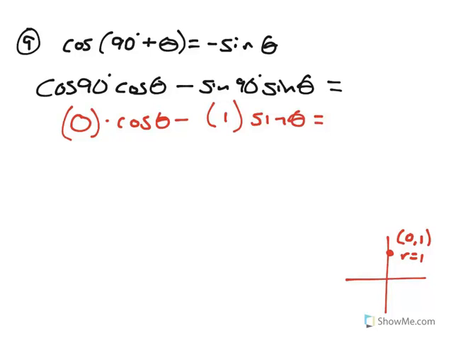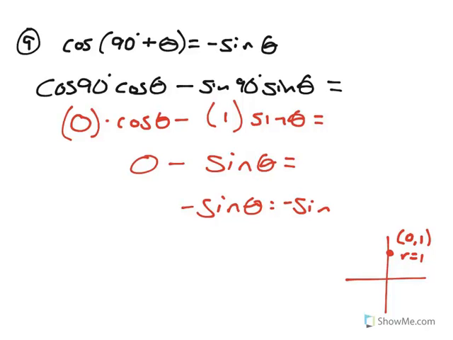0 times cosine of theta is 0. 1 times sine of theta is sine of theta. 0 minus sine of theta is negative sine of theta. That's what the right side was all along. Once both sides are identical, then it has been shown it's an identity.